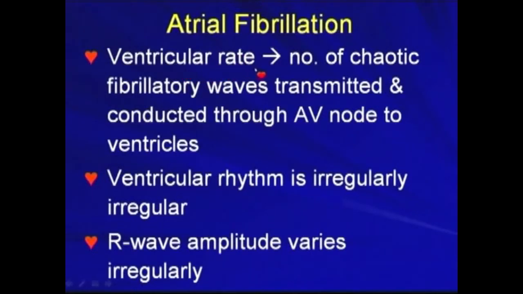The ventricular rate in atrial fibrillation is determined by the number of chaotic fibrillating waves transmitted and conducted through the AV node to the ventricle. It usually appears irregular, and the R wave amplitudes also vary irregularly.